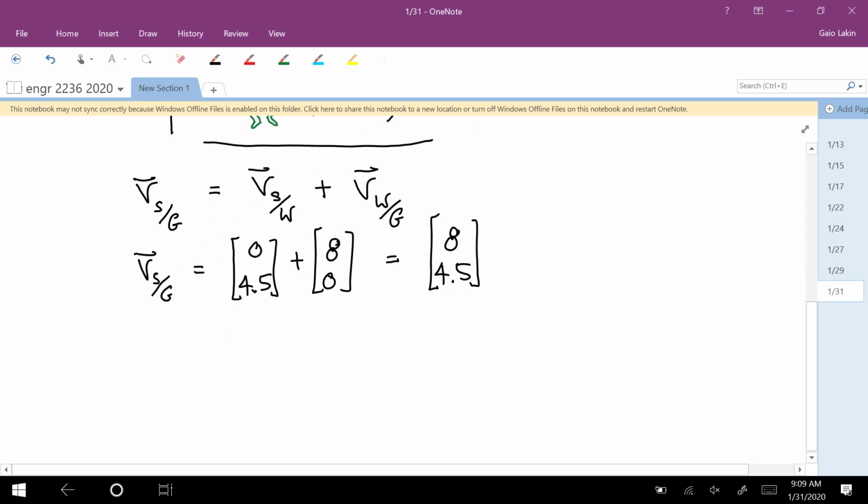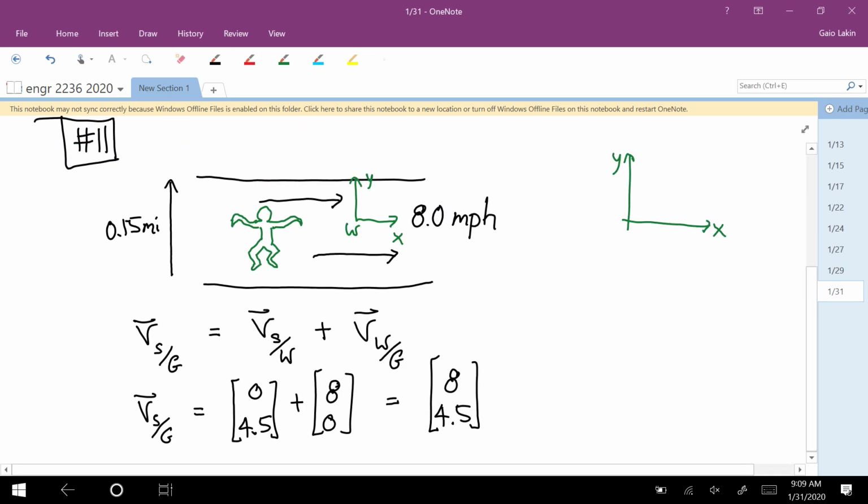So how far down the river will the person be when they get to the other side? That's a really tall person. That person's like well over half a mile tall.